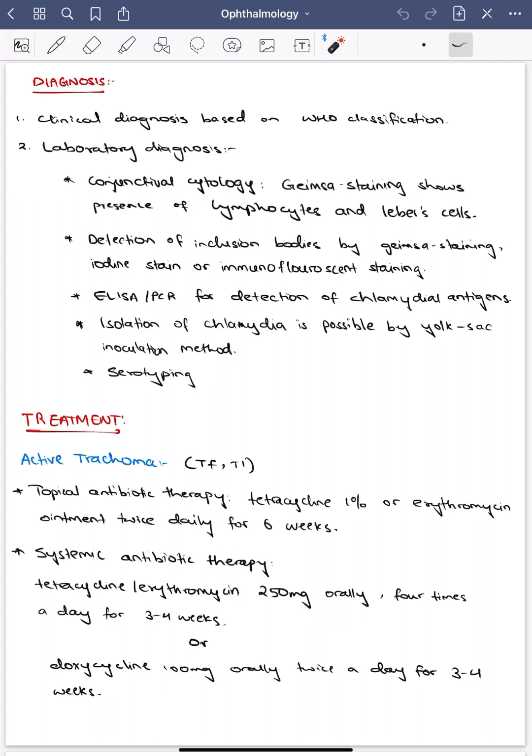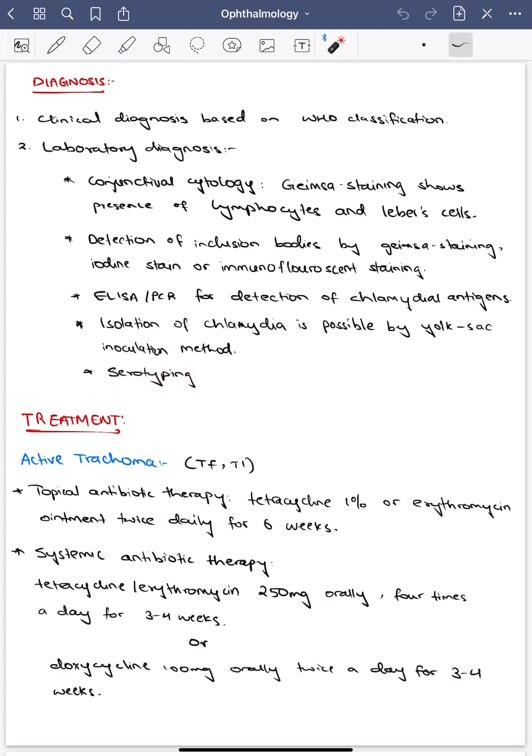Now this can be done using Giemsa staining, iodine stain or immunofluorescence staining. Next is the ELISA or PCR for detection of the chlamydial antigens. Then is the isolation of the chlamydia, which is possible by yolk sac inoculation method, and finally it is serotyping. So for diagnosis, remember clinical diagnosis based on WHO classification, and laboratory diagnosis using conjunctival cytology, detection of the inclusion bodies, ELISA, PCR, isolation of the chlamydia using yolk sac inoculation, and finally serotyping.